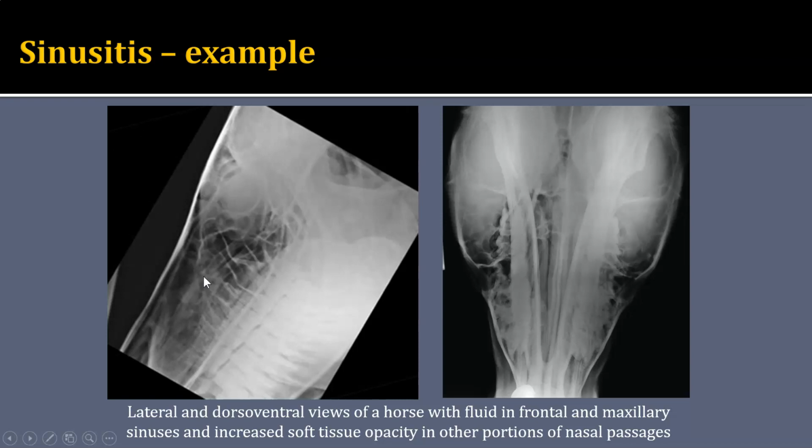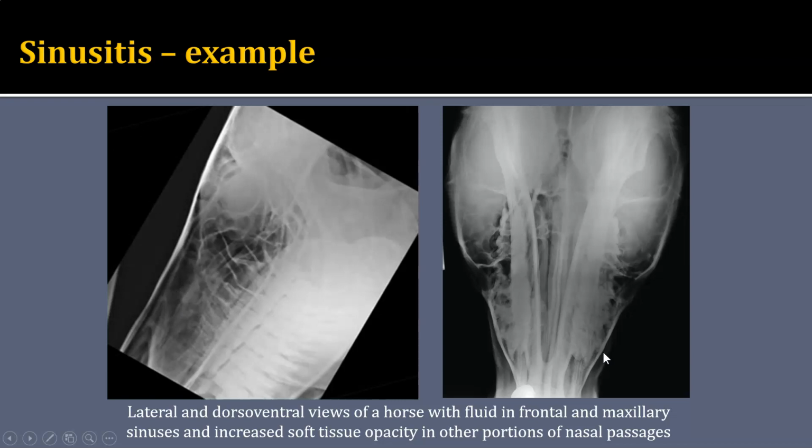And as we keep looking around our nasal passages, there is actually another fluid line here within the frontal sinus. And then the frontal sinus overall looks increased in soft tissue or fluid opacity. So besides having fluid, there may be more diffuse disease. This patient also has some increased non-uniform soft tissue opacity in the rostral nasal passages, so we're not really in any sinuses now, so there's probably some other nasal passage disease.